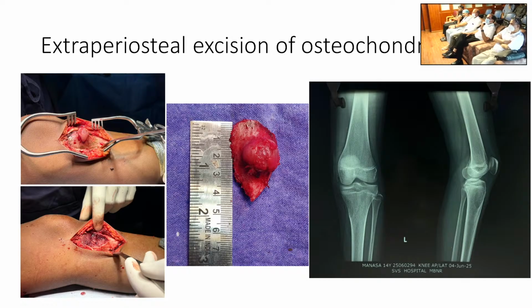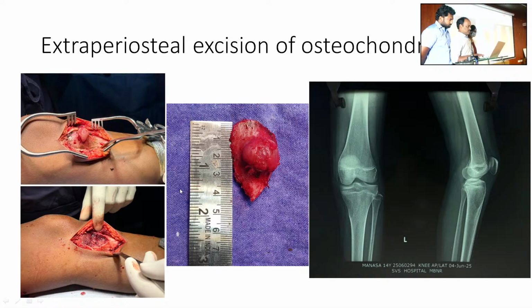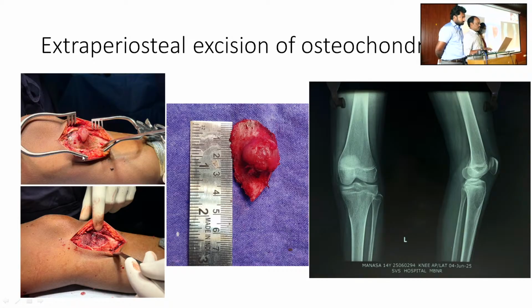We have done extra periosteal excision of the osteochondroma, sir. What excision? Extra periosteal. Extra periosteal means taking the periosteum along with it. So why do you do that? To prevent recurrence. If you take along the periosteum, it will.